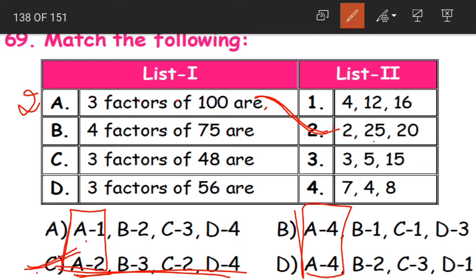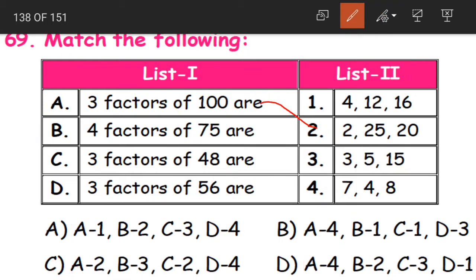Even without answering the remaining 3, we can say that if we are 100% confident that this is our correct answer, A2, then we can say that this option C is the correct answer. Okay. But for the purpose of explanation, I will explain the remaining 3 as well.